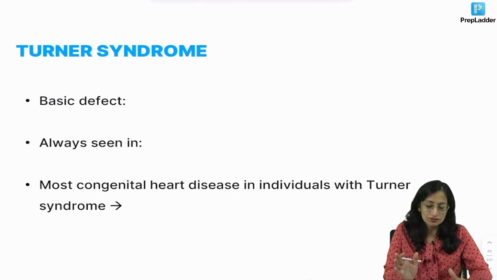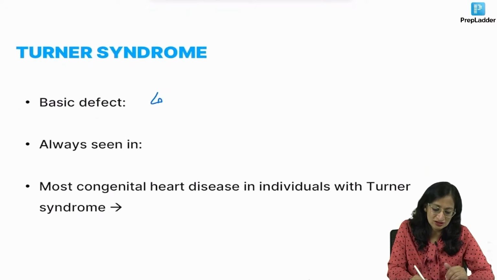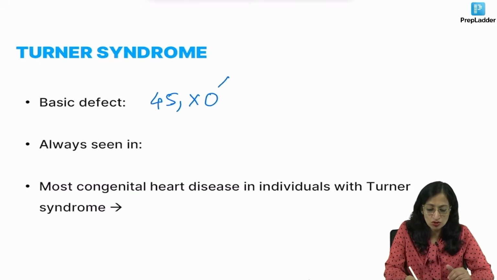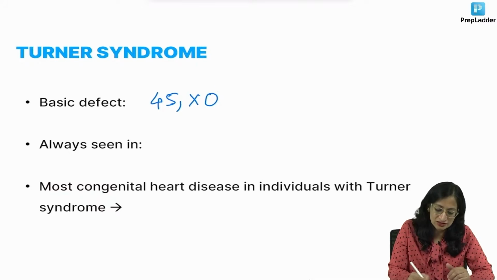So Turner syndrome, the basic defect we already mentioned is that there is a single X chromosome, no Y chromosome. Because there is a single X chromosome, and no Y chromosome, it is always seen in girls, never seen in boys, right?